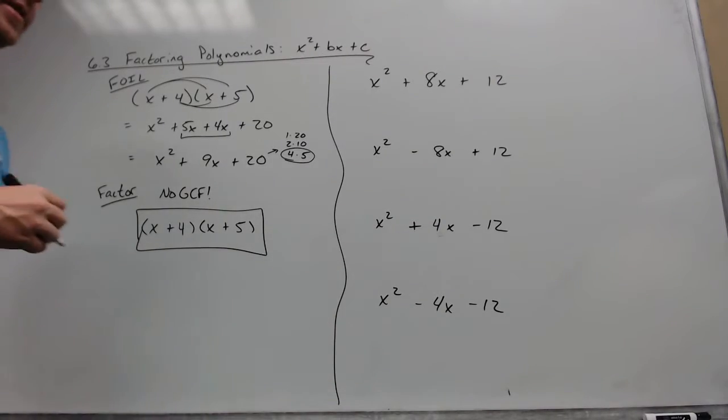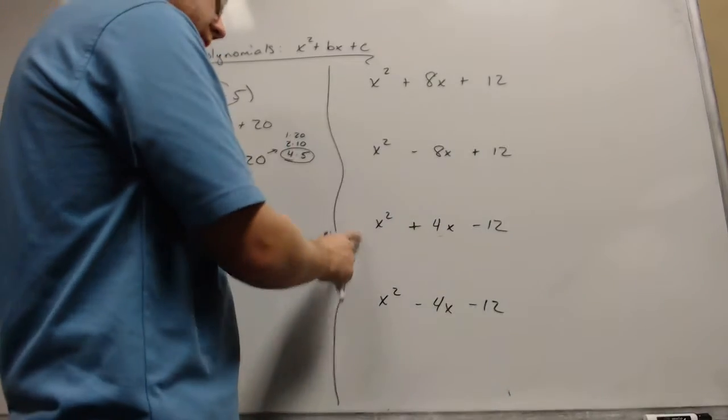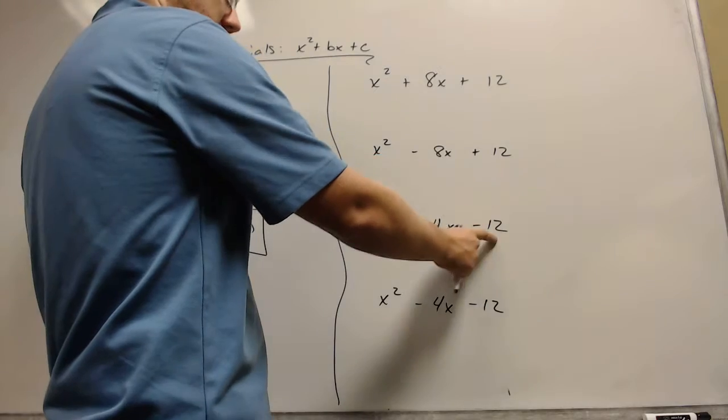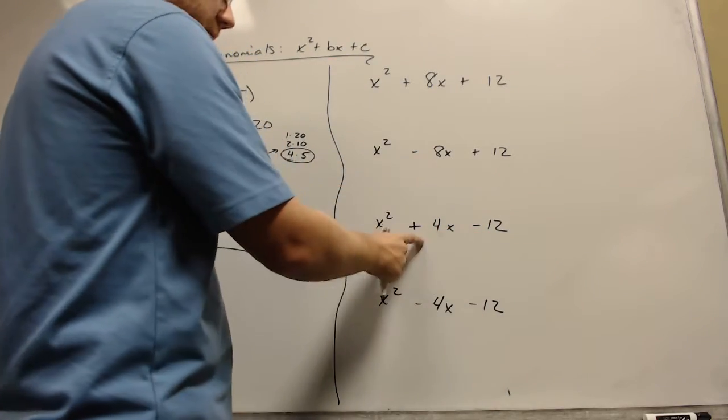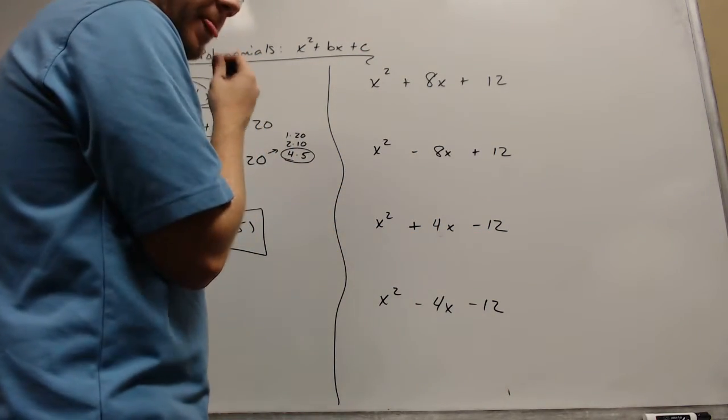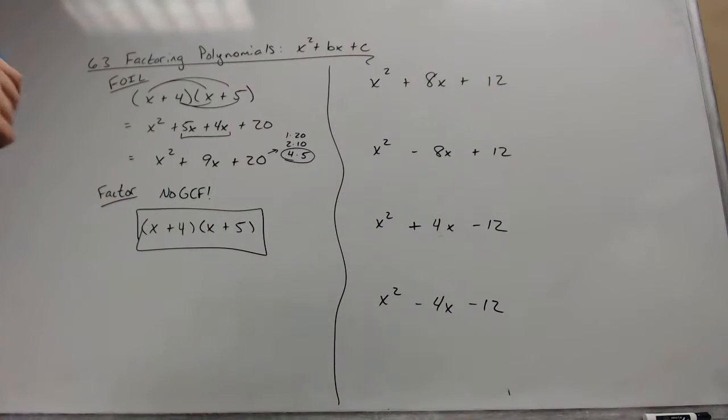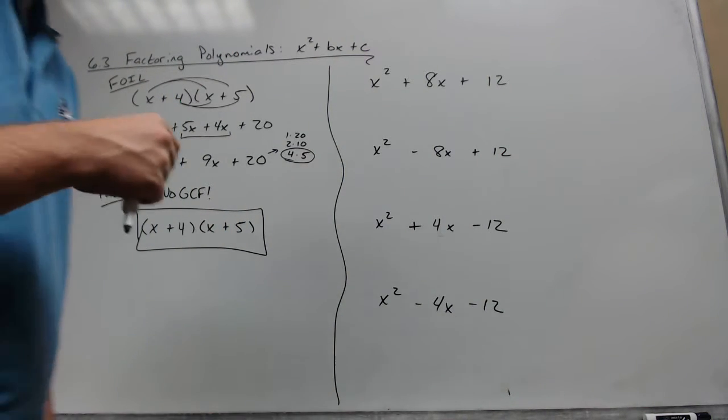Right, they're all very similar. They all have an x squared to start off. They all end in a 12, whether it be positive or negative. And their middle terms differ slightly. So the same thought process is going to run through every scenario, right?